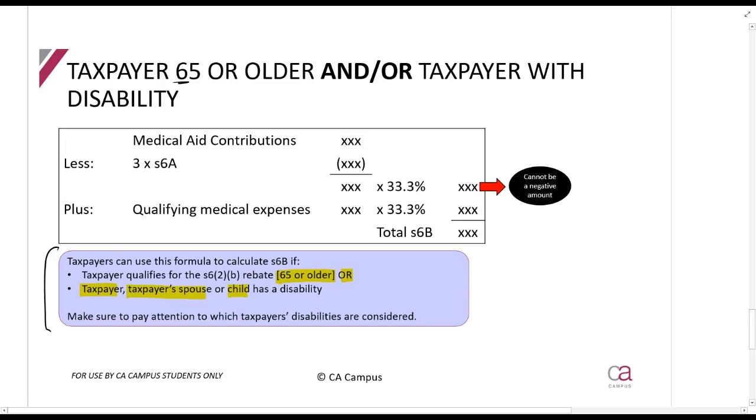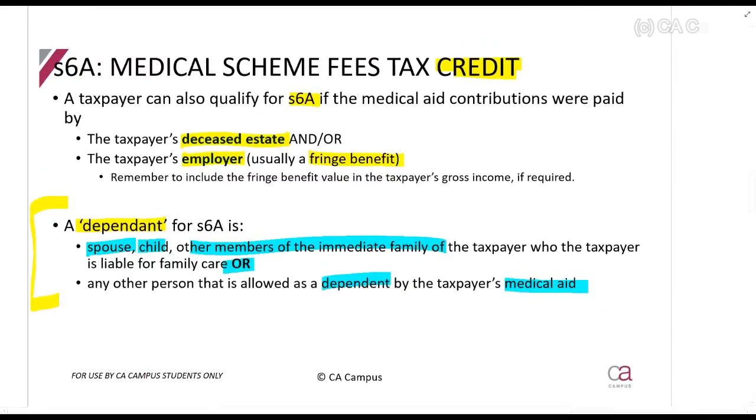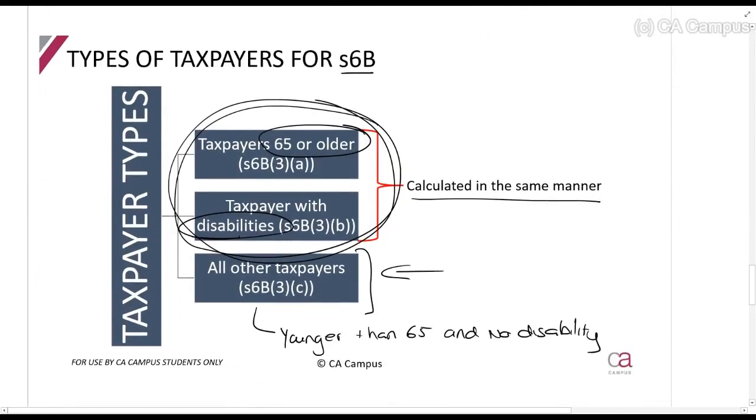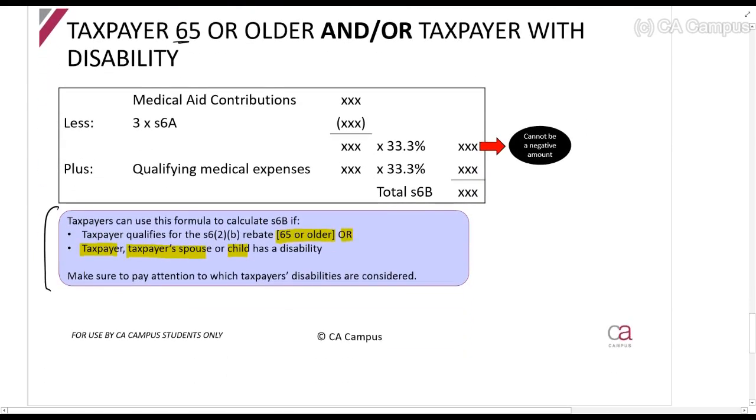So important here, if your grandmother is one of your dependents, it is possible for her to be one of your dependents, remember, because we saw in Section 6A, they said that a dependent is someone who is on your medical aid. So if your medical aid accepted your grandmother as a dependent, and she has a disability, then you will not get this because it's not the taxpayer's spouse or the child. So only those people. If any one of those has a disability, you get this. So if I'm a taxpayer and I do not have a disability, but my child has a disability and I pay the medical aid for my child, I still get this qualifying deduction.